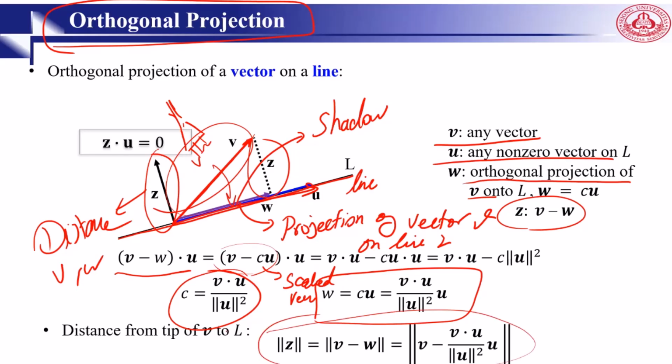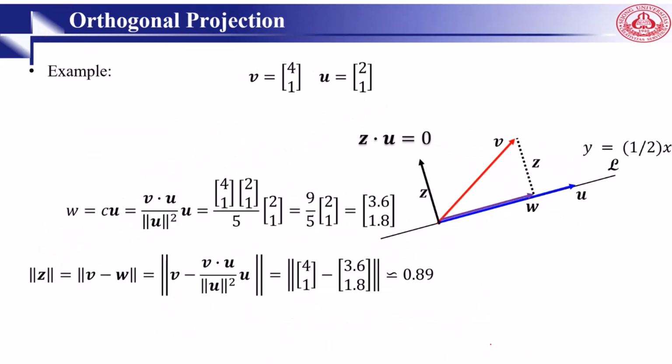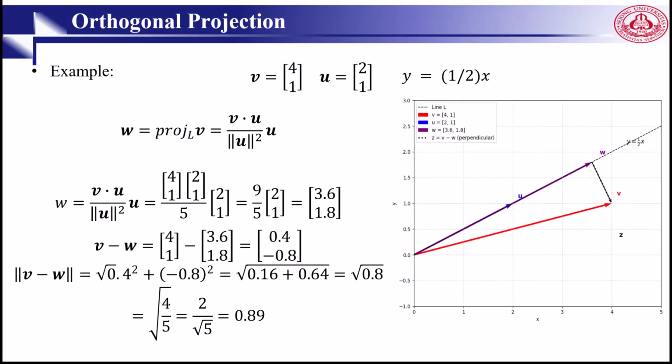The distance is here. This is the distance from here to here, which is equal to the norm of Z, or the distance is the norm of V minus W, which is equal to V minus (V dot U over the norm squared of U) times U. This is how we can find the projection of one vector on a line. So this example helps us to understand orthogonal projection.